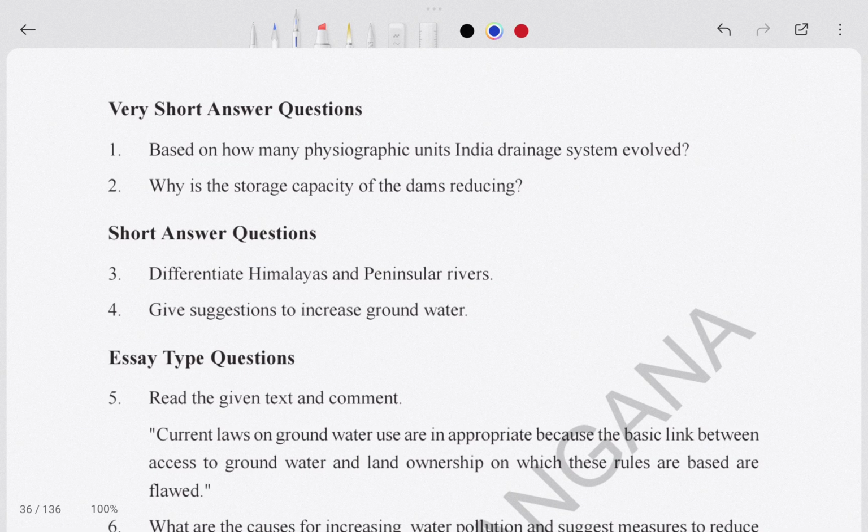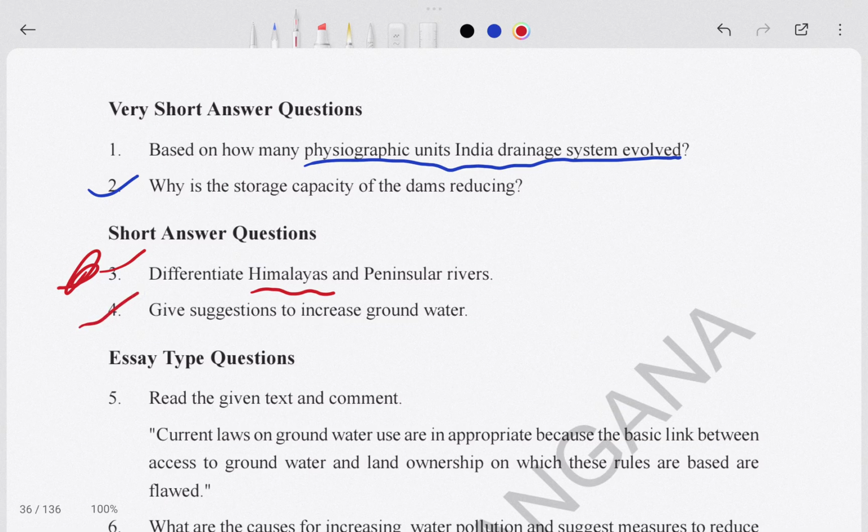Here we'll see on the basis of how many physiographic units India's drainage systems are evaluated. I don't think it will ask why the storage capacity of dams is reducing, but actually there is a chance it will come. Difference between Himalayan and Peninsular rivers is very important. It will ask what the difference is between Himalayan and Peninsular rivers. You know the Ganga comes from the Himalayas, and the other parts come from Peninsular rivers. Give suggestions for increasing groundwater is also important.